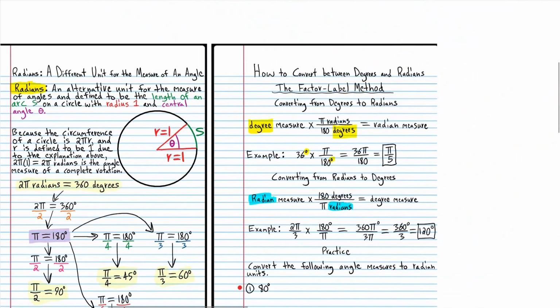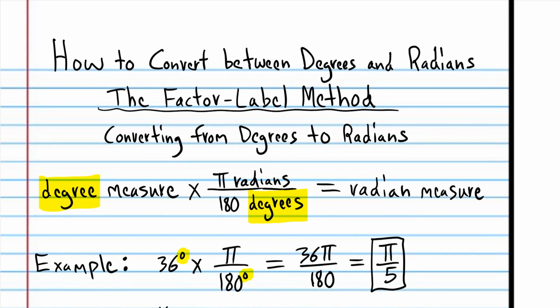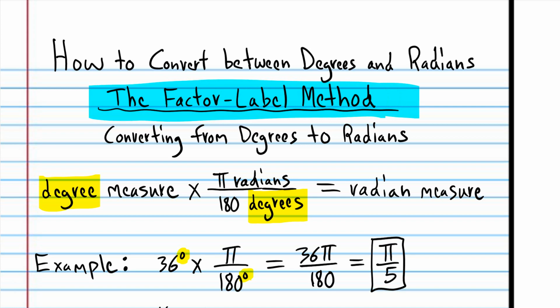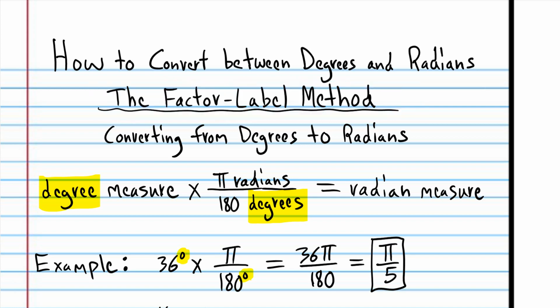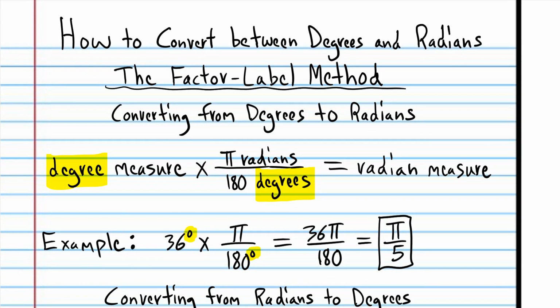But let's come up with a universal method for converting between radians and degrees. So we're going to use something called the factor label method. You're going to use this in chemistry courses and physics courses, and we used it in my arithmetic course. The factor label method is simply used for converting between different units. It's a method that helps us to keep track of the different units and make sure that we're converting properly.